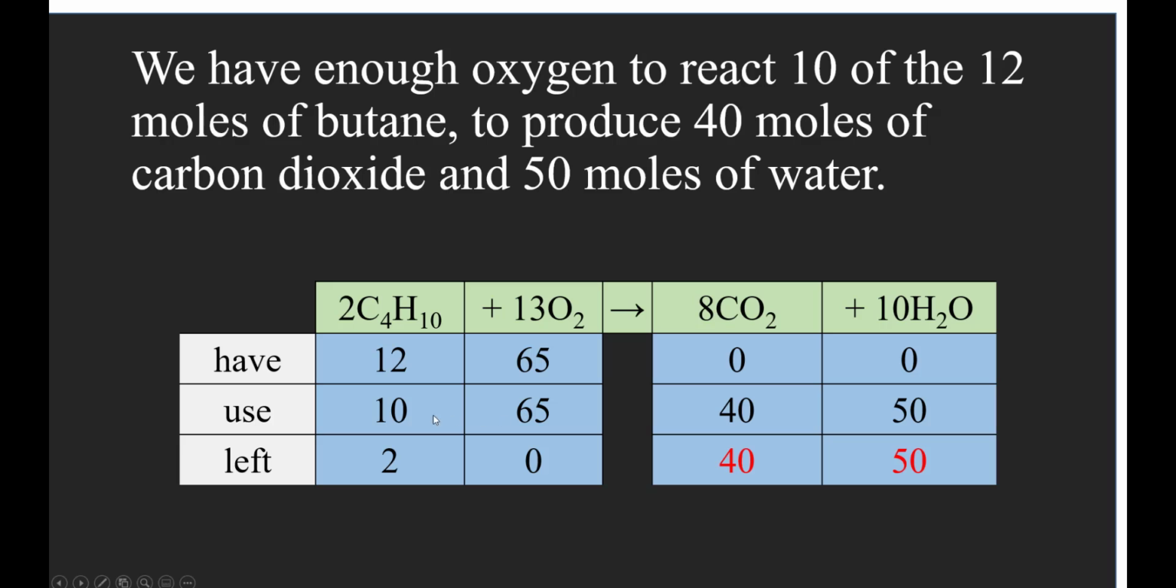Dividing by 13 times 2 gives us 10. I have 12, and so certainly I can react 10 moles of the butane. And following the ratio of 2 to 8, 4 times 10 is 40, and 5 times 10 is 50, which tells me how much carbon dioxide and water I can make. And at the end, I'm going to have 2 moles of butane left over.